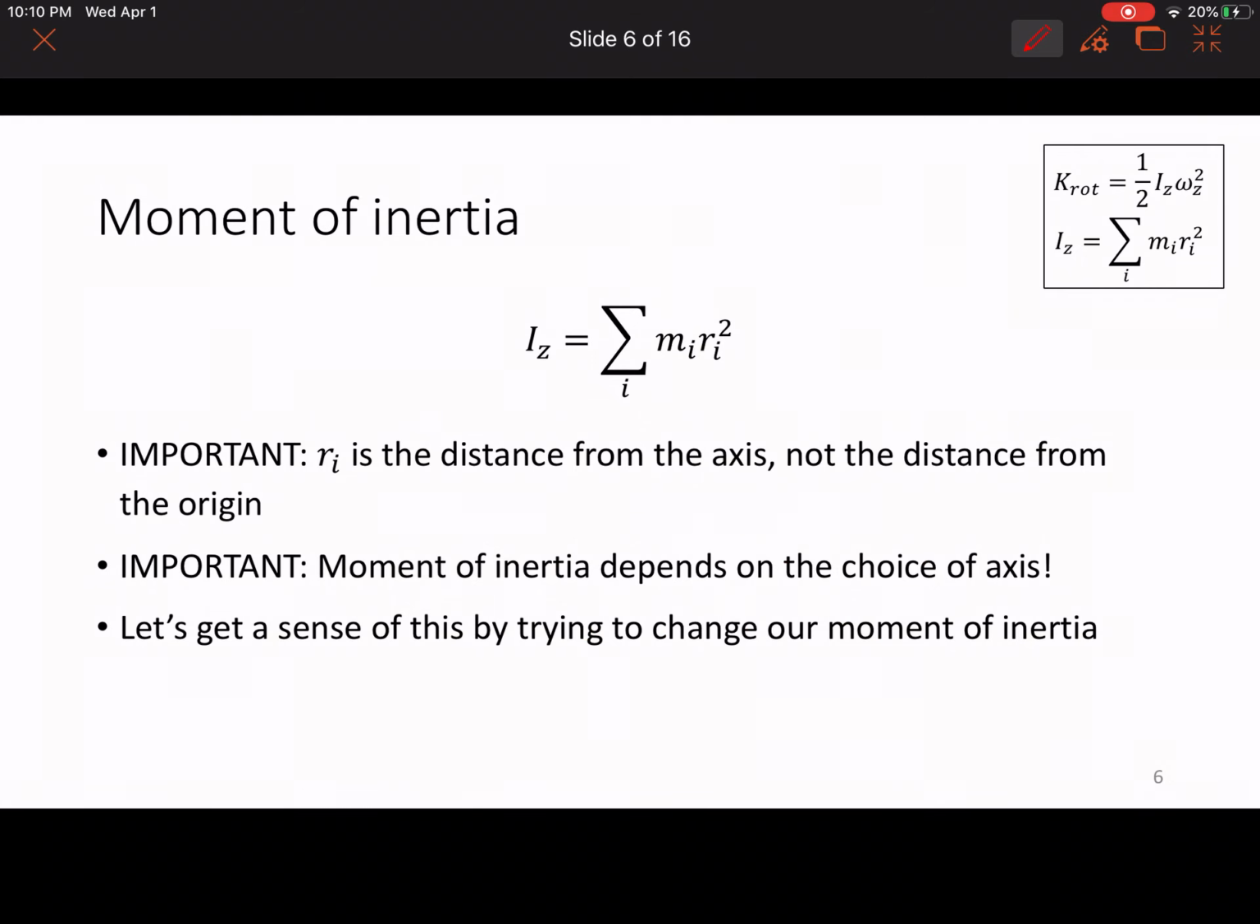And the important things to remember about this formula. So if I have a bunch of point particles, it is simply defined as the sum over all the point particles of mass times radius squared. So m1 r1 squared plus m2 r2 squared plus etc. The things to remember in this formula: r is the distance from the axis. It is not the distance from the origin. This is not the coordinate. This is the distance from the axis. And because of that, the moment of inertia will actually depend on your choice of axis.